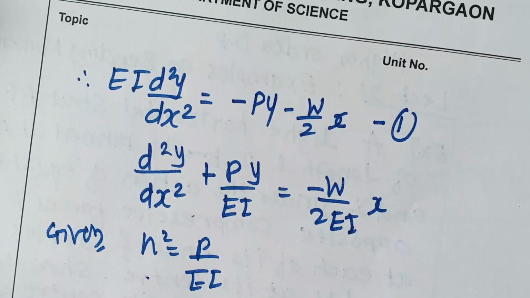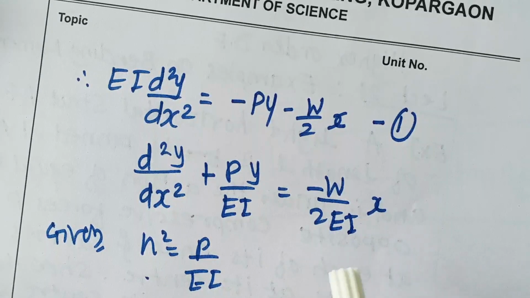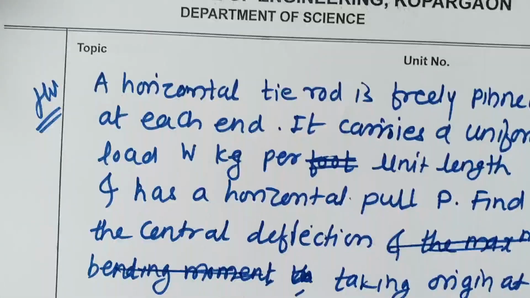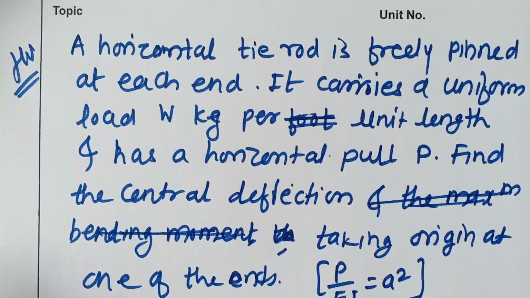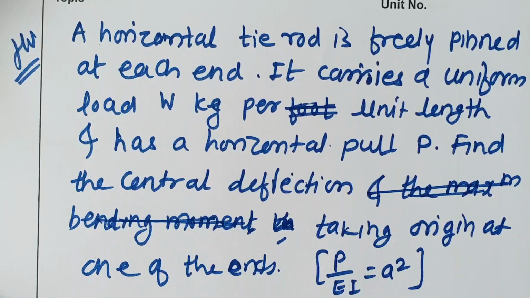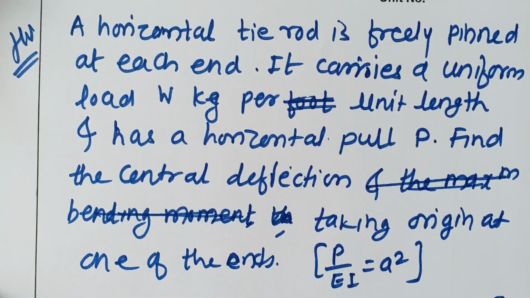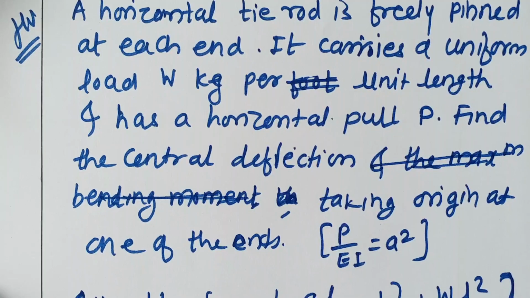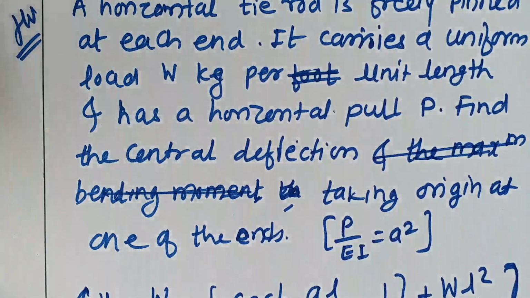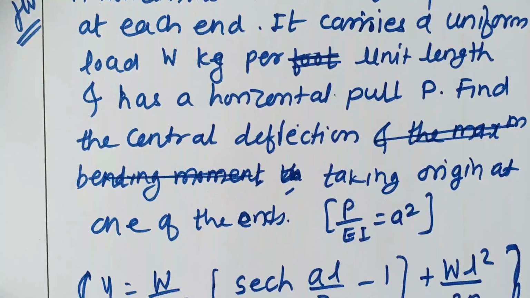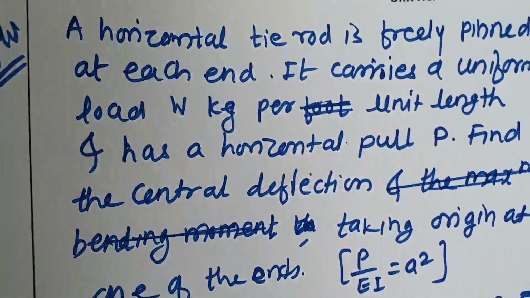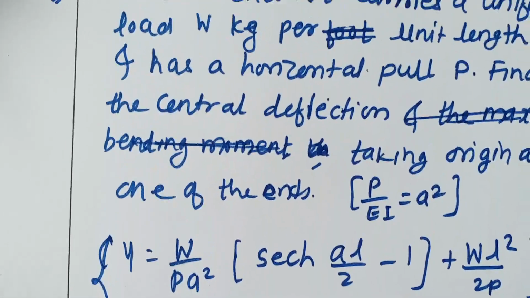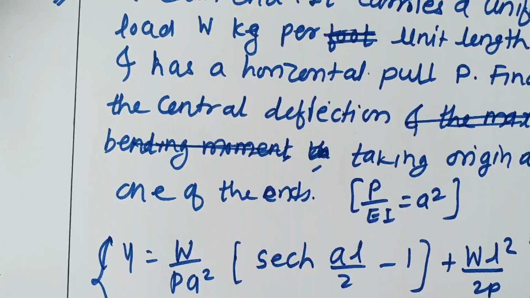Now, one problem of this type I will give you for practice, to try at home. This is the problem. A horizontal tie rod is freely pinned at each end. It carries a uniform load W kg per unit length, and has a horizontal pull. Find the central deflection, only central like the previous problem, at x equal to L by 2.